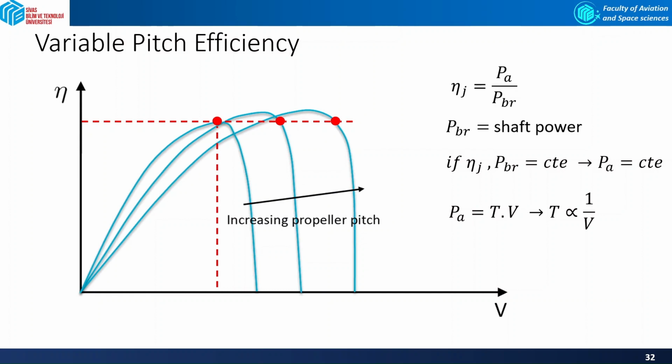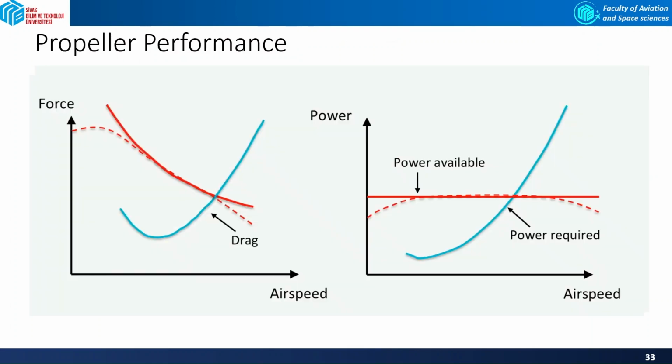So if the shaft power is constant and efficiency is kept constant by varying blade pitch, the power available will be constant as well. And this is a very important result because this means that power available will be independent of flight speed for a given flight altitude and a given throttle setting. So keep this in mind, and this of course is the theoretical behavior because it also implies that at zero velocity thrust will be infinite.